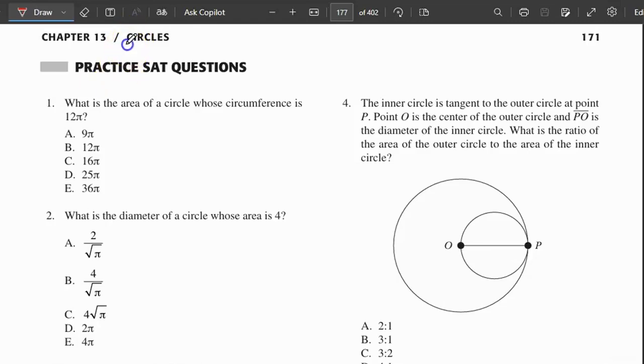Hello, so today we are going to practice circles. We are going to do SAT questions on circles. The first one: what is the area of a circle whose circumference is 12 pi?